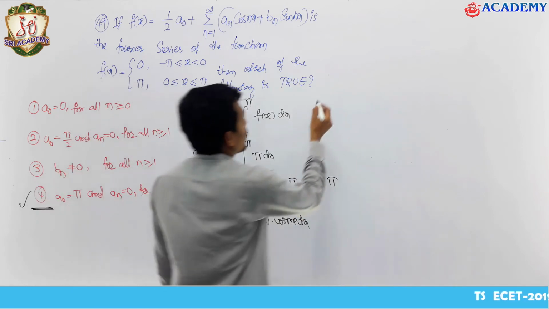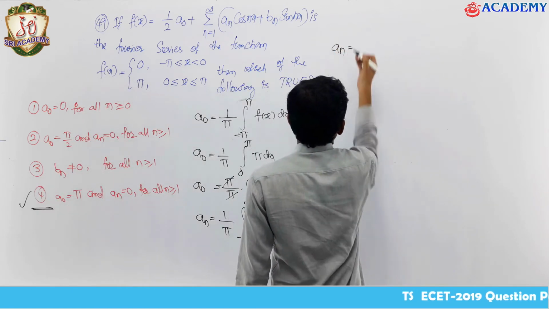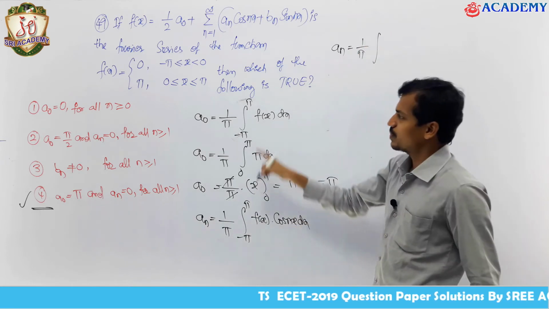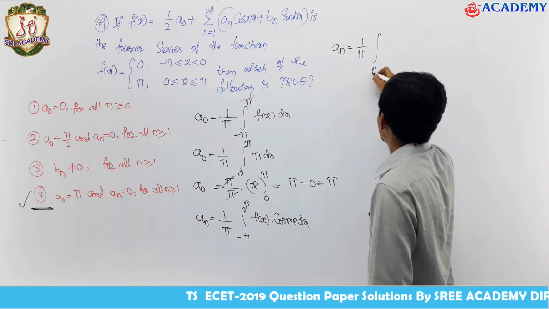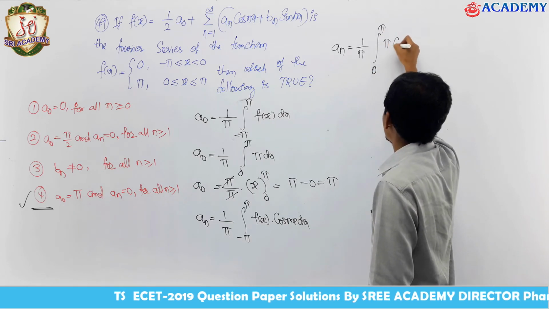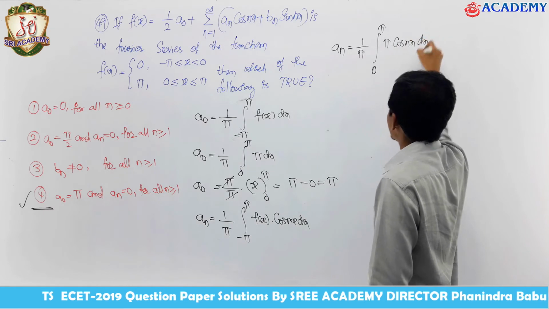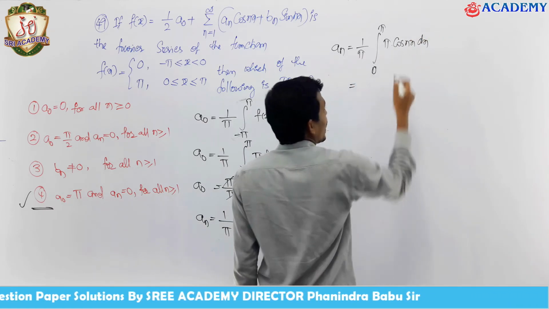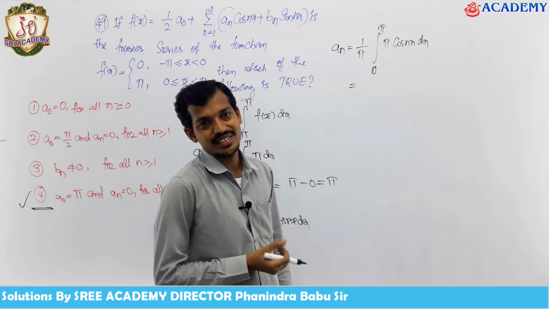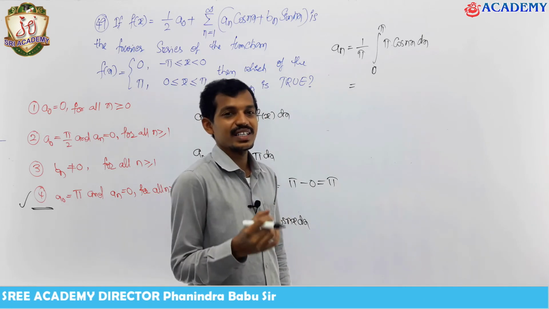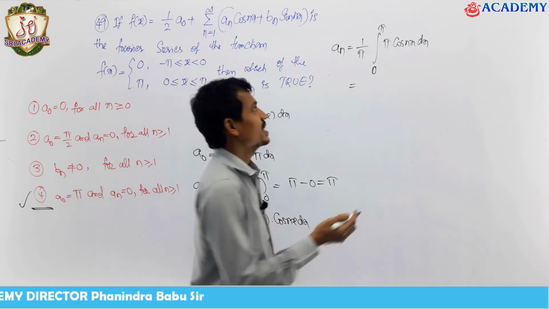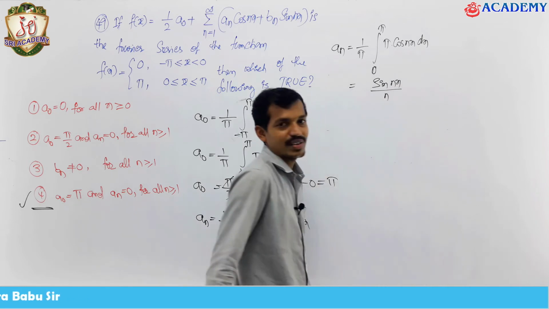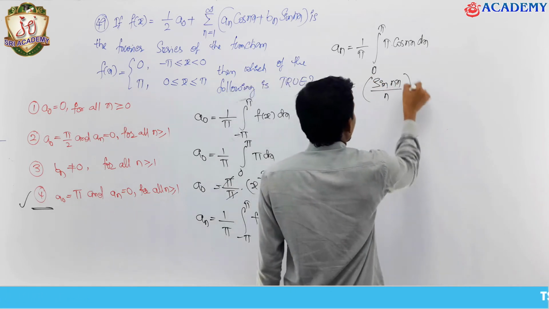I'm writing here an equals 1 by pi into integral, here minus pi to 0 is going to be 0, that is nothing but 0 to pi only, pi into cos nx dx. Pi by pi is going to be cancelled, integration of cos nx is sin nx divided by n, always you have to divide with the coefficient, from 0 to pi.